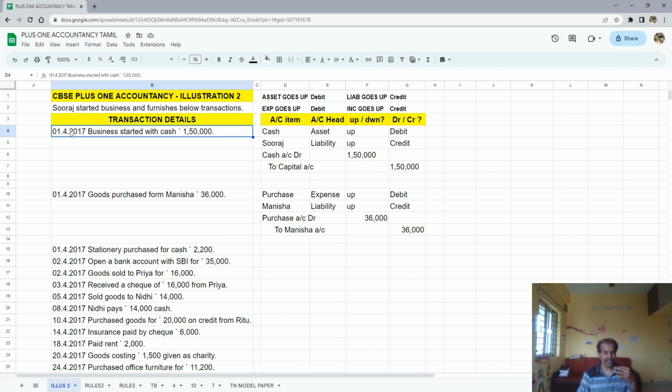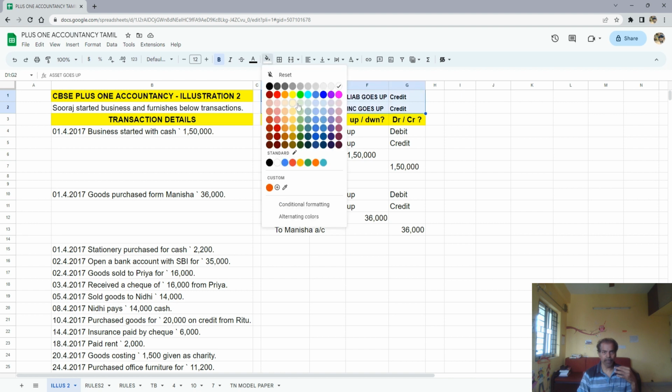First transaction is business started with cash. Again we have to do it in four steps. First, from this transaction wording, what are the various accounts involved? Second step, which account head it belongs to? Because all the journal entries are based only on the account head, right? Let me put it in a different color, green.